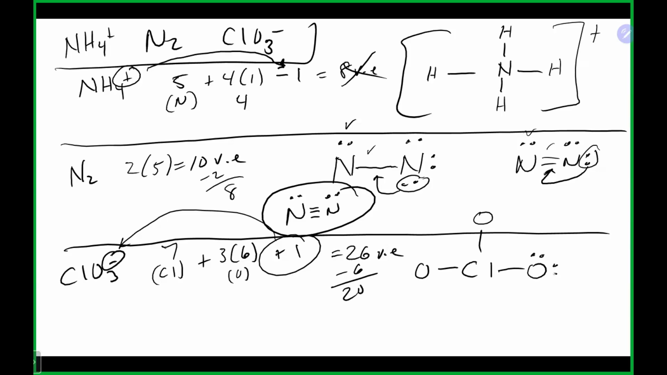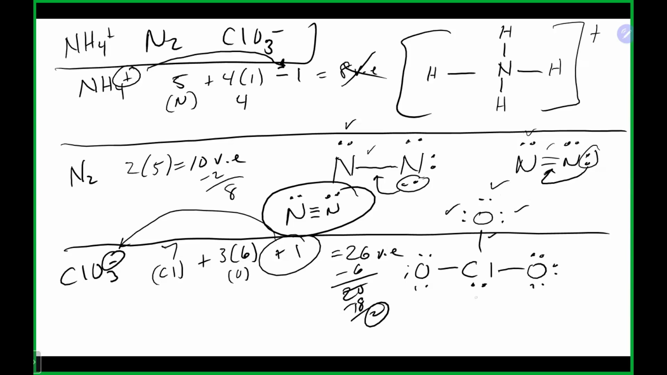So 2, 4, 6, 8, 10, 12, 14, 16, and 18. Gets us 2 left over. We have now placed on this picture 24 electrons. We have 2 more to go. That is now going to go to our center atom, which is chlorine. And now we're just going to check to make sure everybody's good. Each oxygen has 2, 4, 6, and 8.